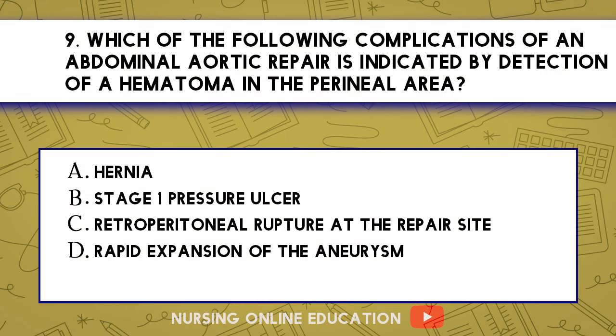9. Which of the following complications of an abdominal aortic repair is indicated by detection of a hematoma in the perineal area? A. Hernia. B. Stage 1 pressure ulcer. C. Retroperitoneal rupture at the repair site. D. Rapid expansion of the aneurysm. The answer is retroperitoneal rupture at the repair site.